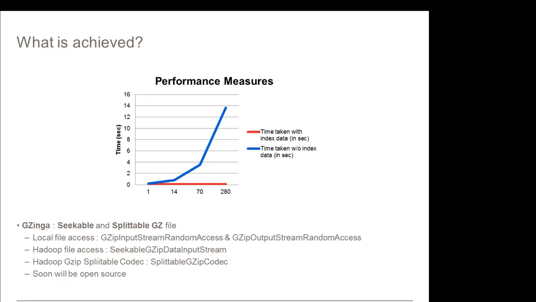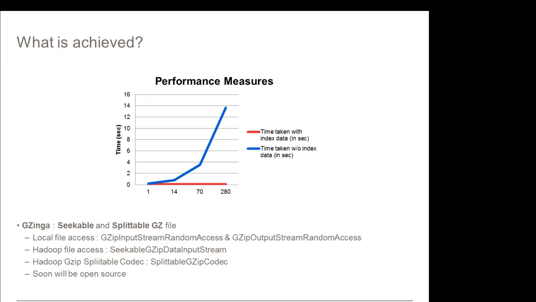Basically, this is GZIP output stream record access, which you need to use to create those kind of GZIP files, which will eventually maintain the index file. And once a set of files is generated in that format, you use GZIP input stream record access to read that. Similarly, if these kind of GZIP files are stored in Hadoop, you use seekable GZIP data input stream, which extends the Hadoop FSDataInputStream object.